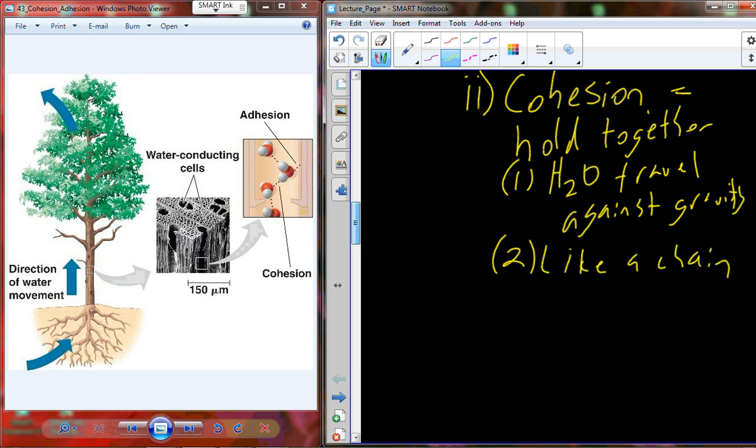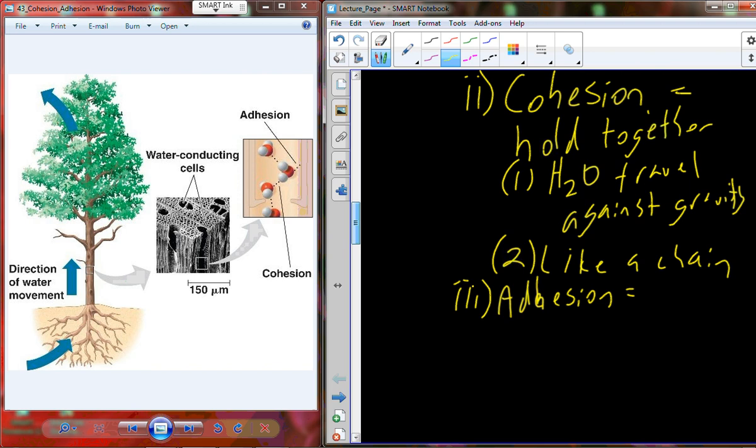So, kind of like a chain. Now, in addition to the characteristic of cohesion, water can stick to other surfaces or cling to other substances. We call that adhesion. So water can adhere to other surfaces. If I were to dump out Francisco's water here on the table, it would puddle up here on the table.